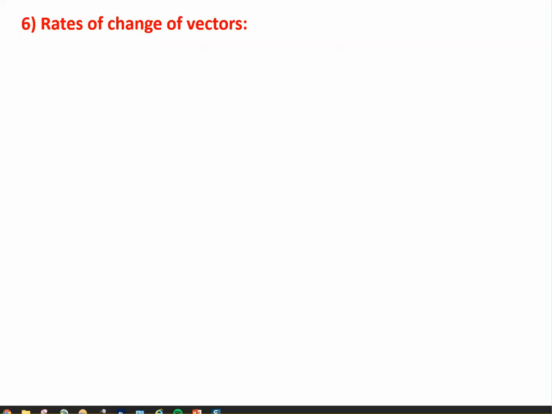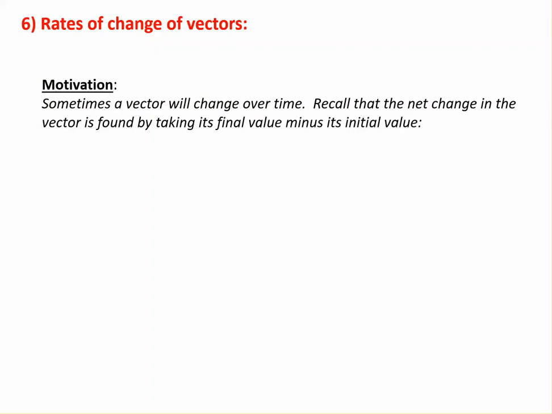In this section of the tutorial, we're going to look at vectors that change in time and discuss how you compute their rates of change. Let me begin by reminding you of something that you've already seen previously. Namely, when you have a vector that changes, you can compute the net change in the vector by taking its final value minus its initial value.